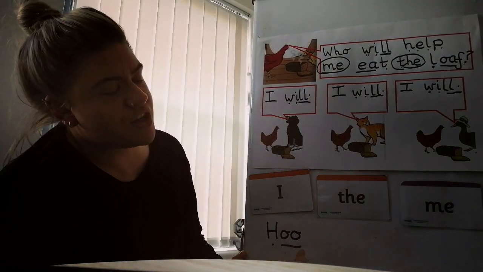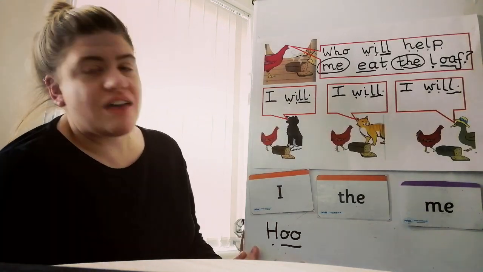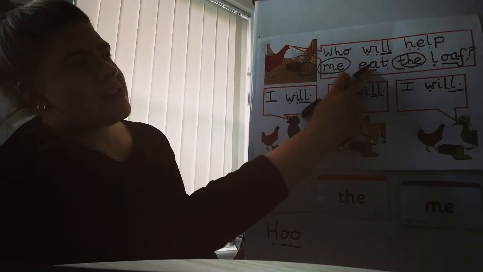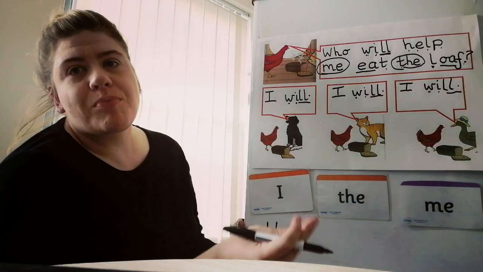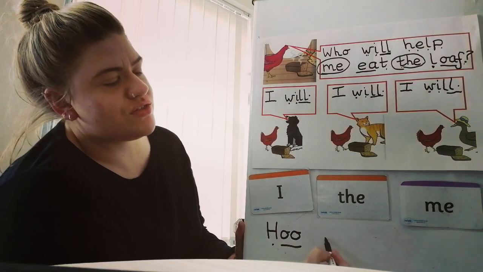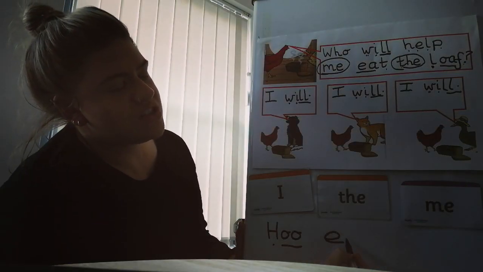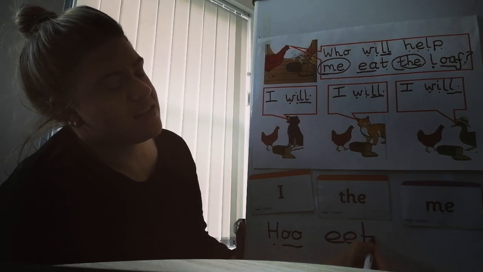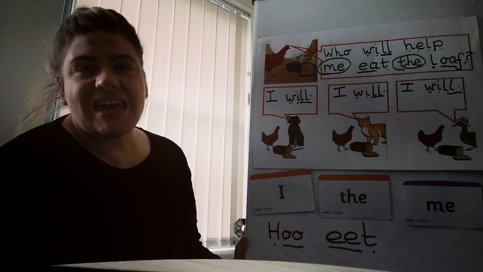So here they've used their oo sound like in moon, and they've used their phonics, and that would be absolutely fine at this stage. As well as the word, for example, eat, they probably wouldn't have known the ea sound, so they would have used the e, which is the double e. So they might write it like this. So it would go eat.